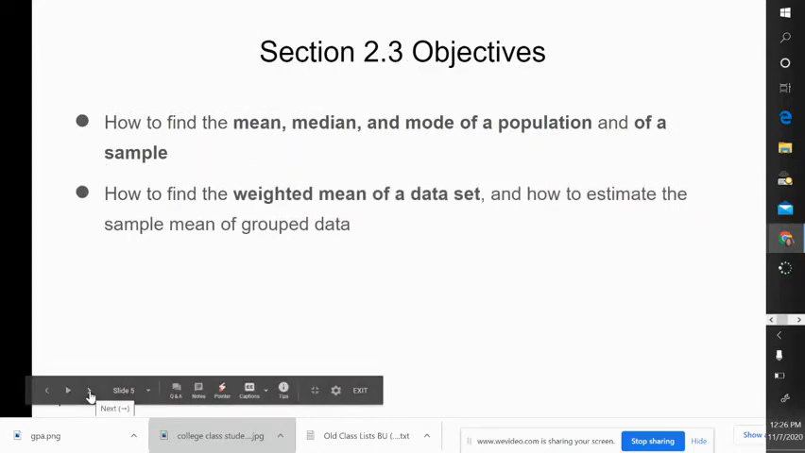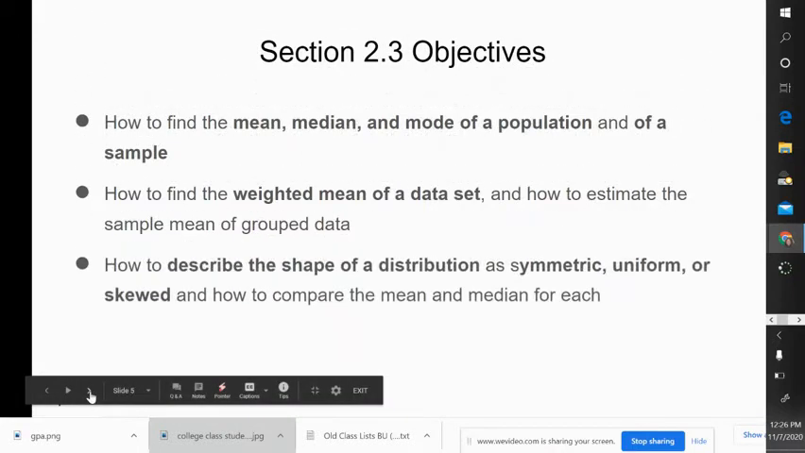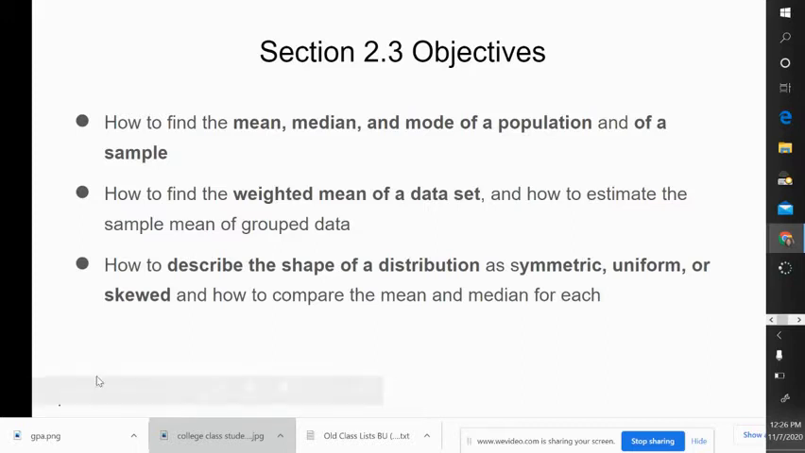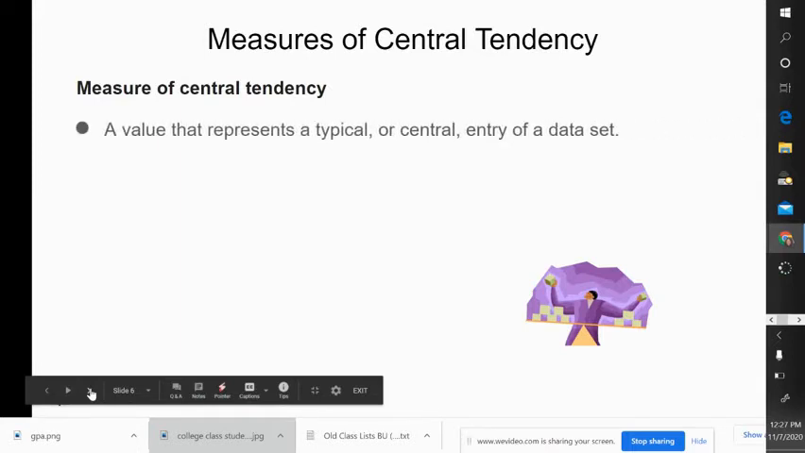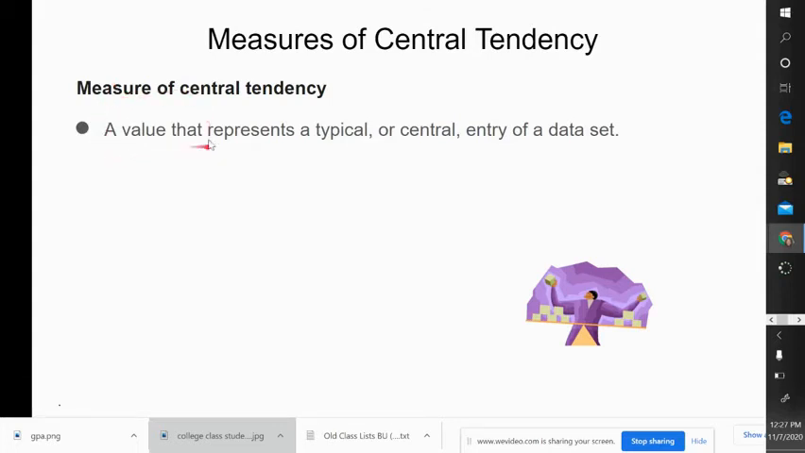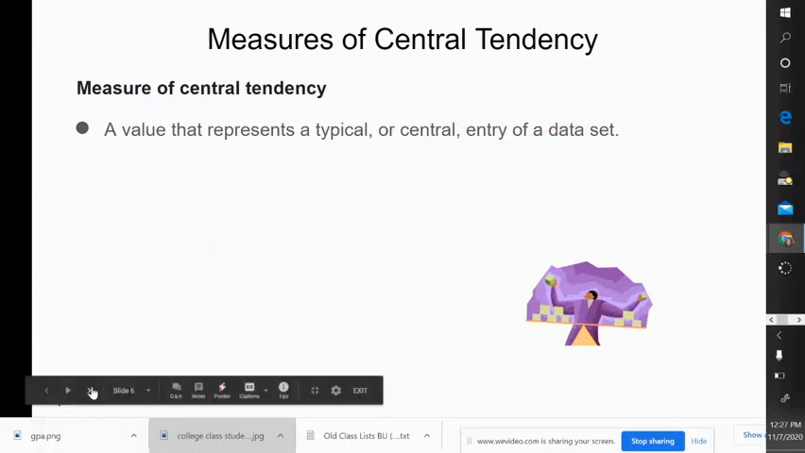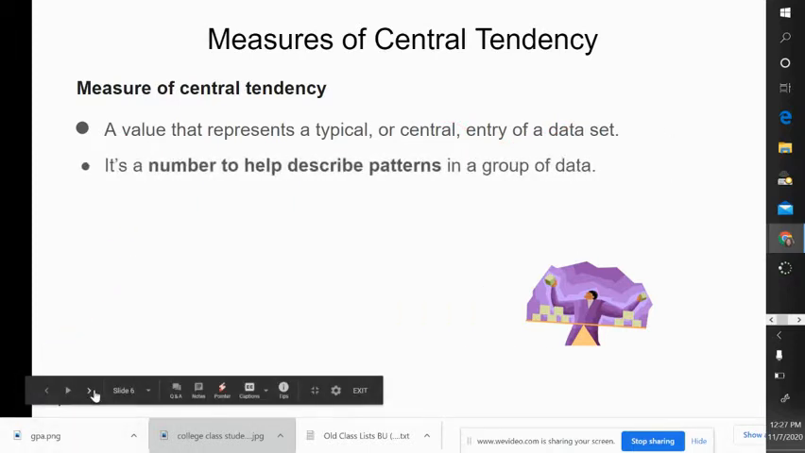We'll also do the weighted mean of a data set, describe the shape of a distribution, and be able to compare the mean, median, and mode for each of those. So, what the heck is this central tendency? It just means instead of looking at all the information, you're looking at what the patterns are. A measure of central tendency is a way to give it a number that represents the general pattern. A number that represents the pattern.